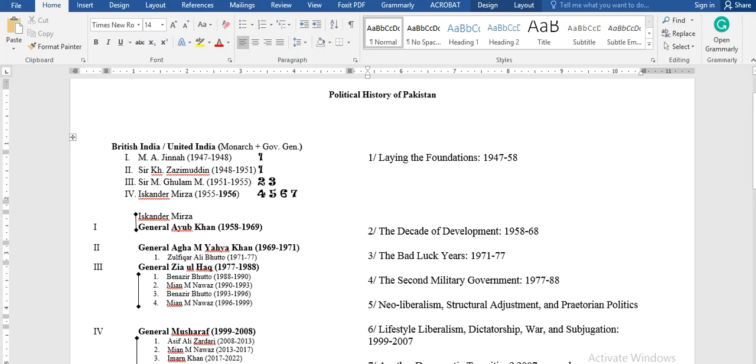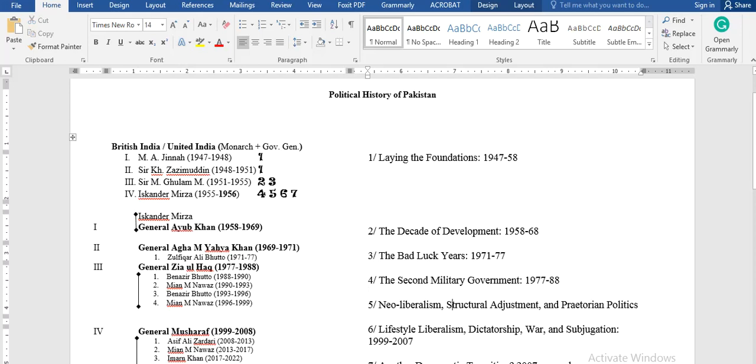Now there are the bad luck years, and this duration belongs to 1971, since the separation of East Pakistan, up till the start of the second military government. This is the period of General Ziaul Haq. General Ziaul Haq was the third military ruler, and he imposed the third martial law. But Akbar Zaidi has written it as the second military government because the first two military rulers were ruling the country one after another, so there was no civilian leader in between the first and second military rule.